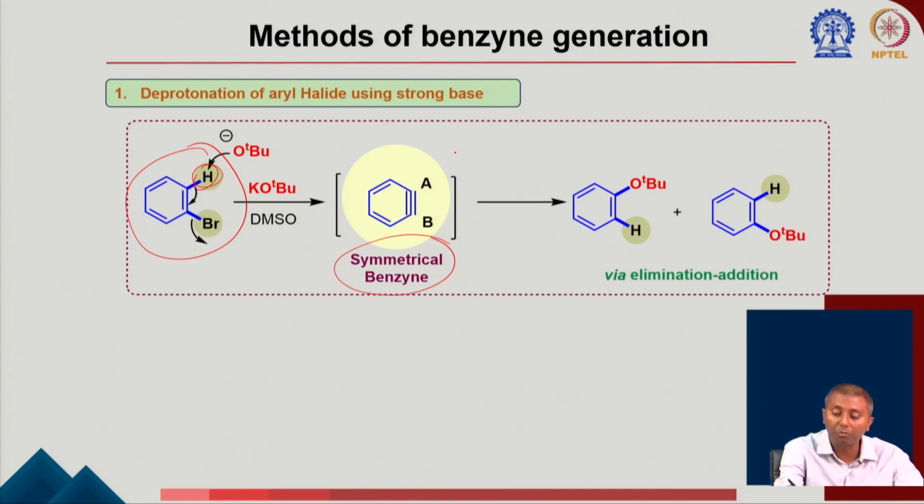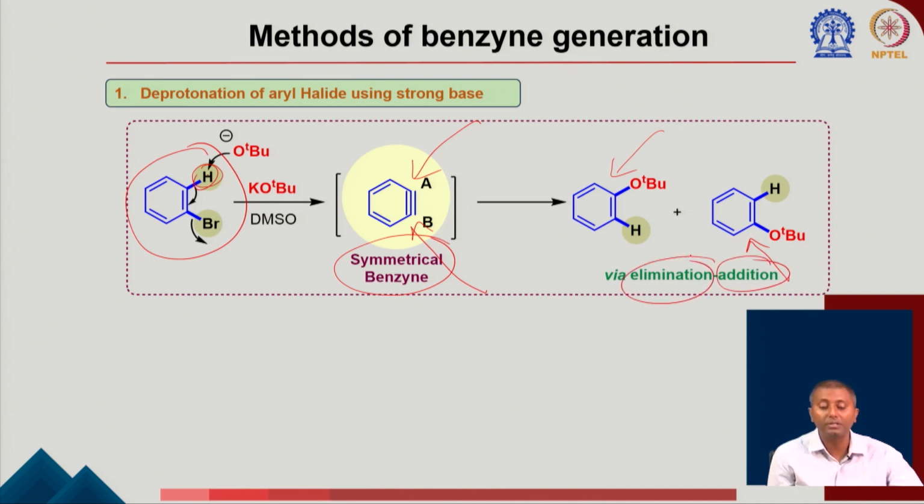As you can see, both sides can be equally attacked. And again, in the medium you have the tert-butanol, so that can attack either from this side or from this side, correct, as I mentioned. So you end up getting both the products. Okay, so what is happening, this method is called elimination-addition. First elimination happens of this bromine, and then addition happens of the tert-butanol.